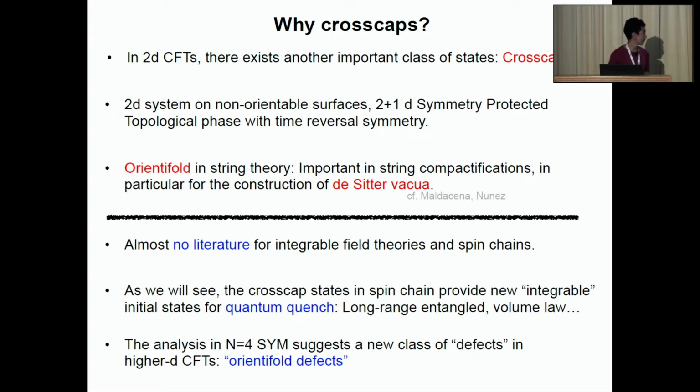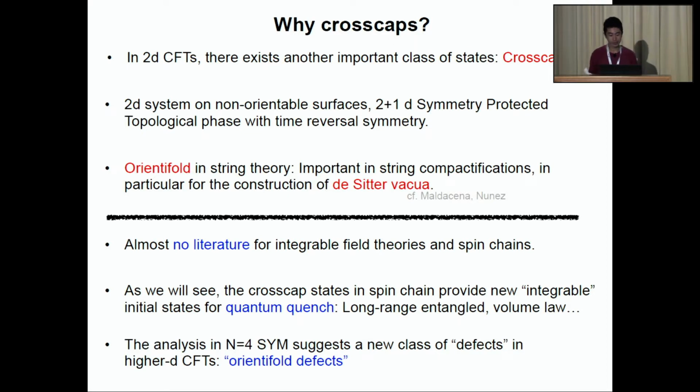However, if you try to understand the crosscap in massive field theory, especially in integrable field theories and spin chains, you discover that there is almost no literature for that. And that is the gap that I want to fill in my talk.